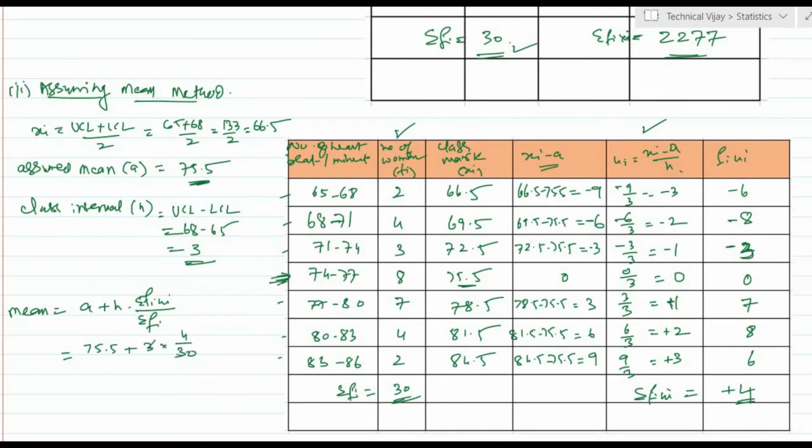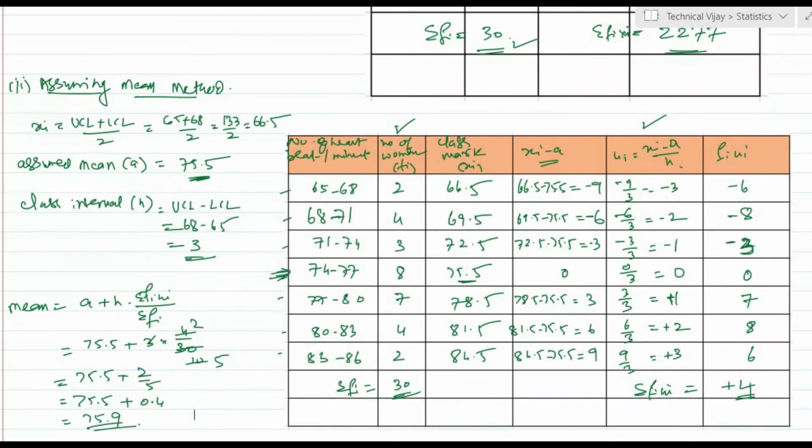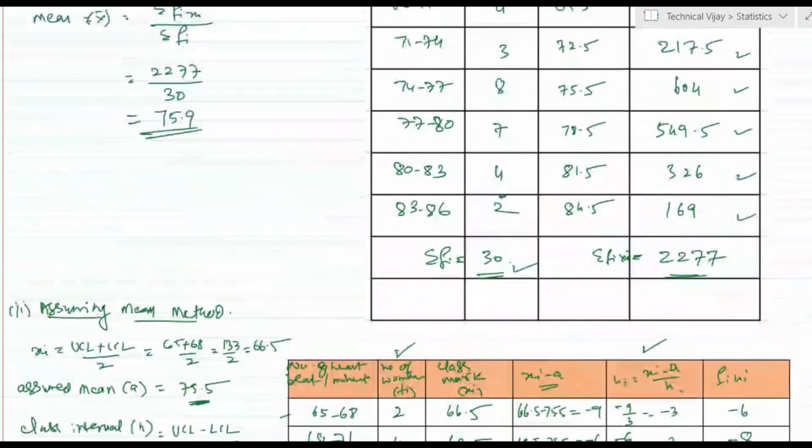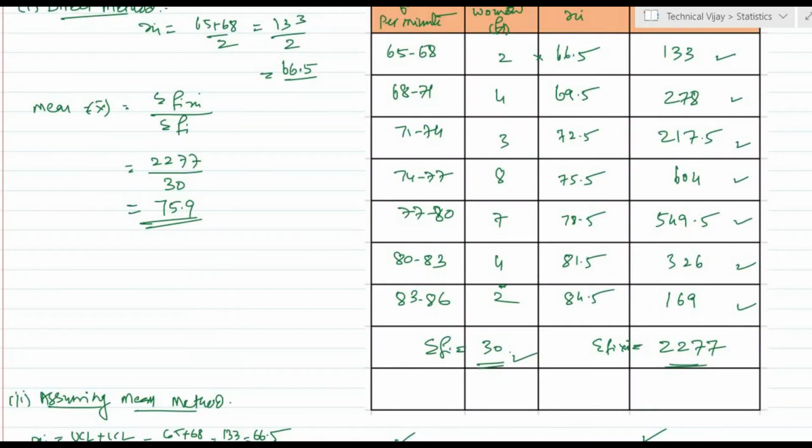Okay. So 3 ones are 3, 3 tens are 30. So 2 twos are 4, 2 fives are 10. So here 75.5 plus 2 by 5. So 2 by 5 is nothing but what? 75.5 plus here 0.4. This is equal to 75.9. Here we have got 75.9. So in the first method also we have got 75.9 only.